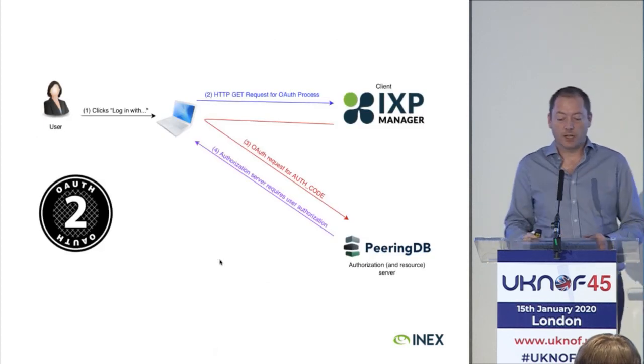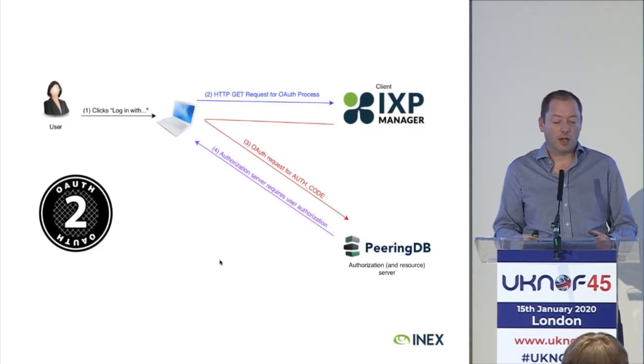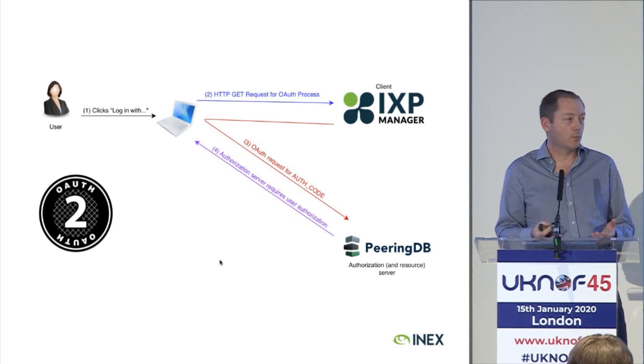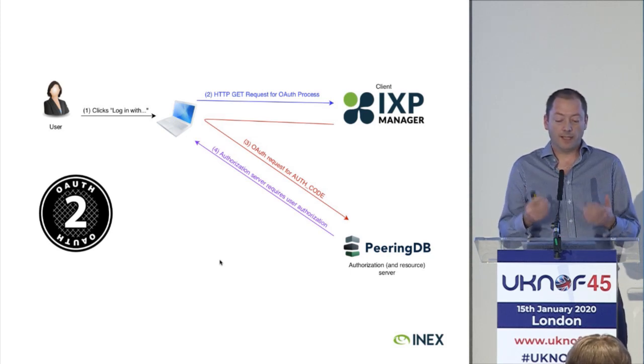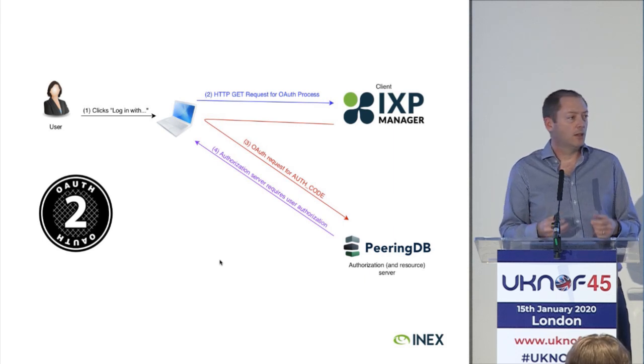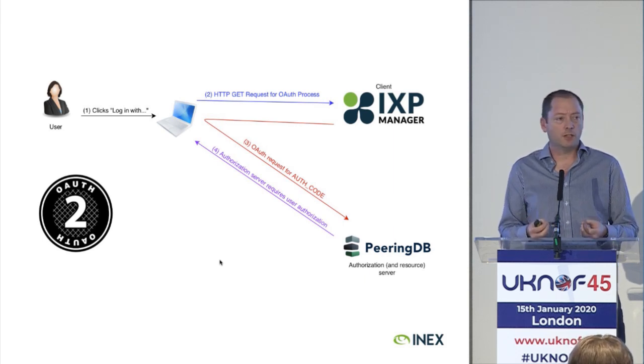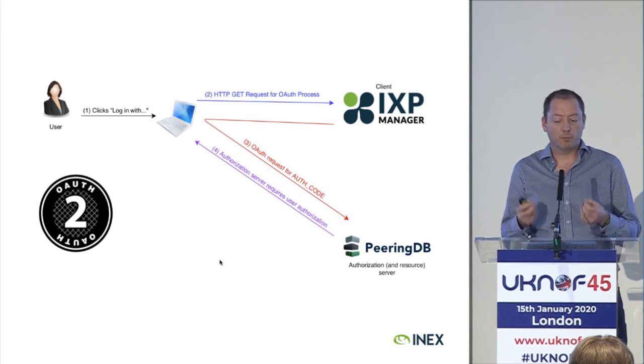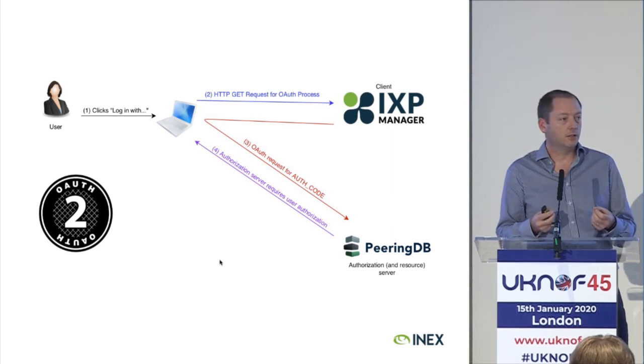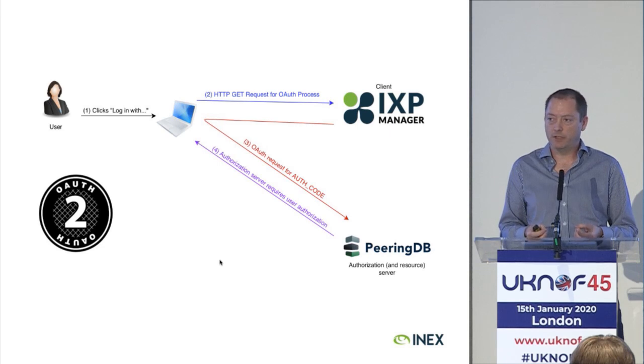So this is what that looks like. Our user goes to her browser and she clicks login with PeeringDB. That sends in step 2 that HTTP GET request to IXP Manager. IXP Manager issues a HTTP 302 redirect. So it basically bounces the user's browser off to PeeringDB.